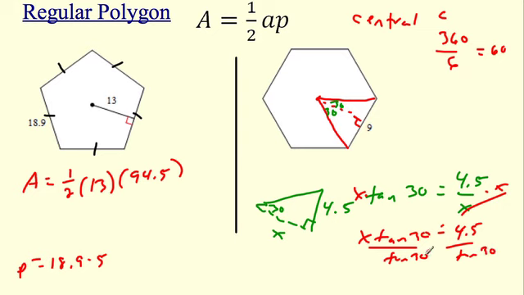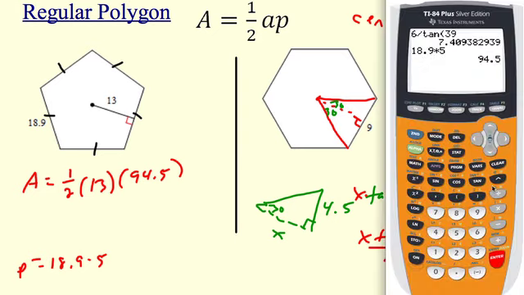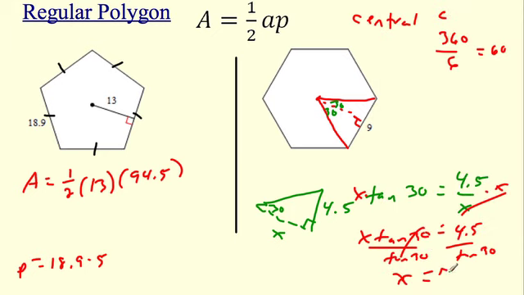So the trig is very important in this chapter. Let's just get some closure on this. Clear that out. We got 4.5 divided by the tan of 30, and we get 7.794, so 7.79. So that was what? That was just my apothem. That was this side right here, which is the apothem.